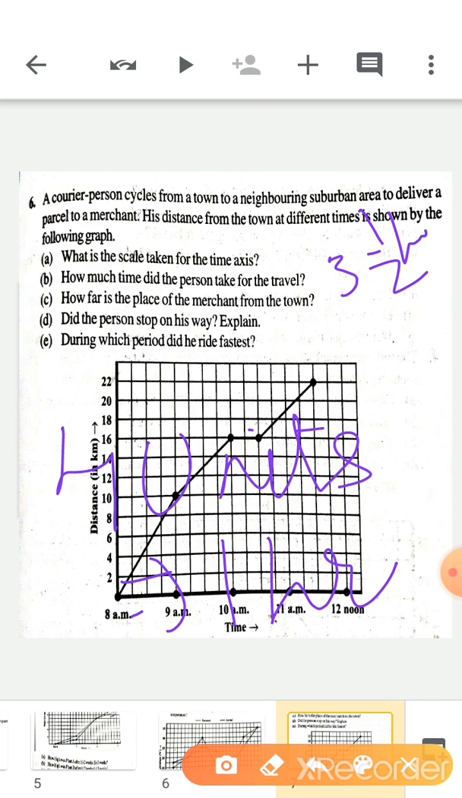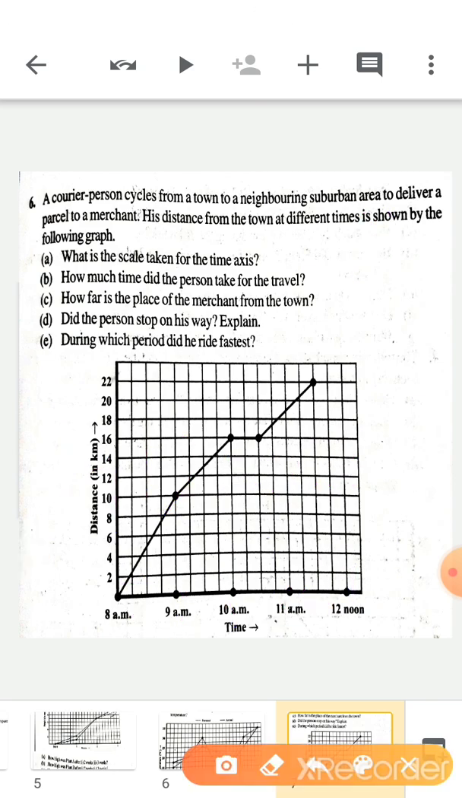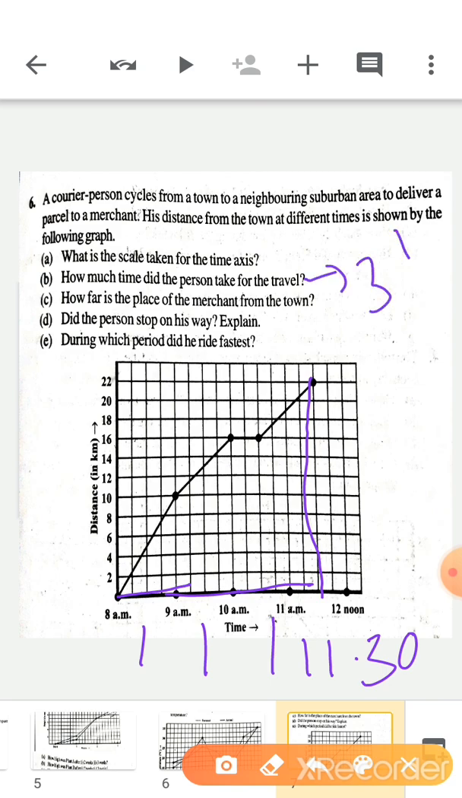Okay, how much time did the person take to travel? 3.5 hours the person is taking for travel. See how we calculate it: 8 to 9 is 1 hour, 9 to 10 is 1 hour, 10 to 11 is another hour. Now his journey ends at this point, which means he is traveling only till 11:30. So between 8 and 11:30 the total number of hours is 3 and a half hours.